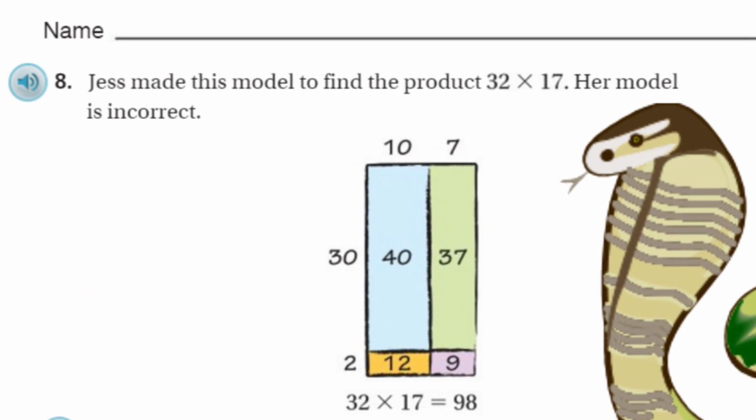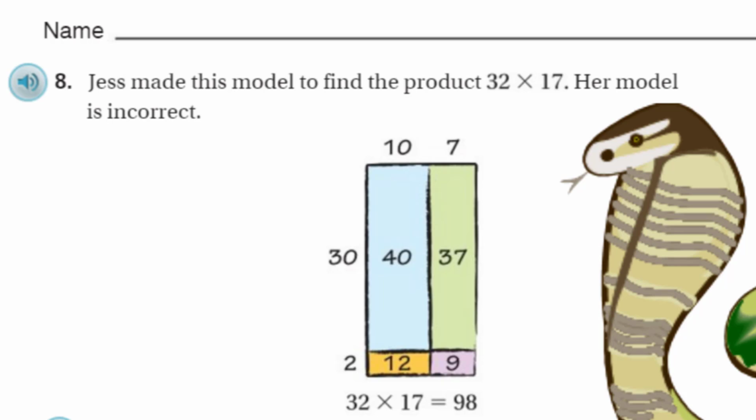It says that Jess made this model to find the product 32 times 17. It says her model is incorrect. Uh-oh. Well, we'll take a look at her model. With our area model, basically we're taking 30 and we're going to multiply it by the 10 of the 17 and also the 7 of the 17. And 30 times 10 should be 300. We only have 40 there. That doesn't look right.